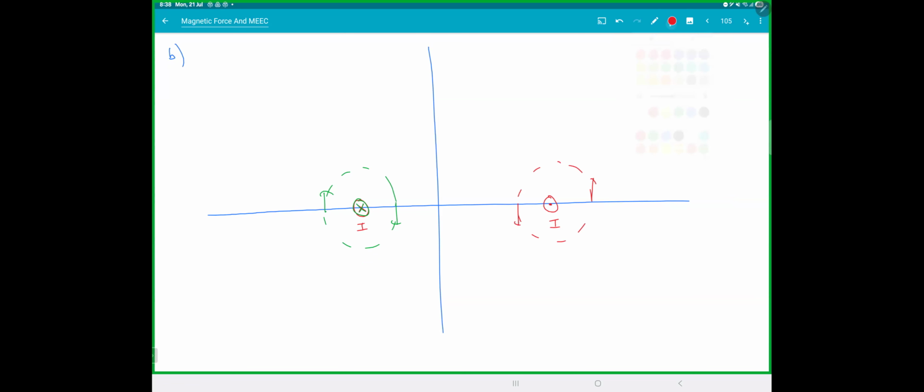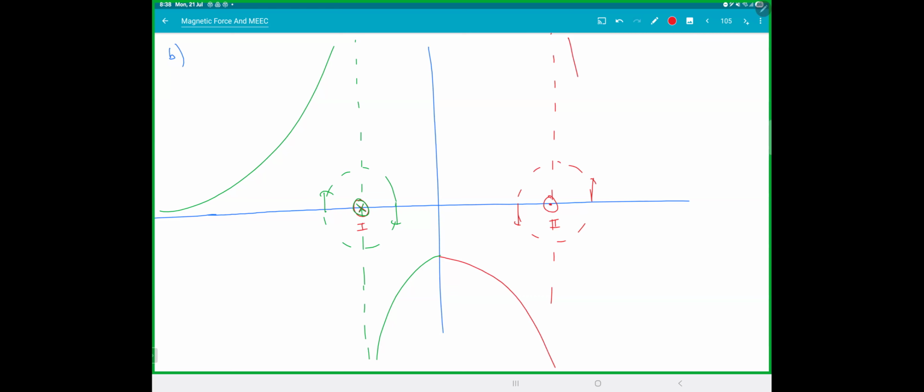Remember here, in this case, there's no null point. Hope you realized it. The fields at the center won't cancel out. This will go here. This will go till here. After this point, the red line will start dominating like this. Got this?